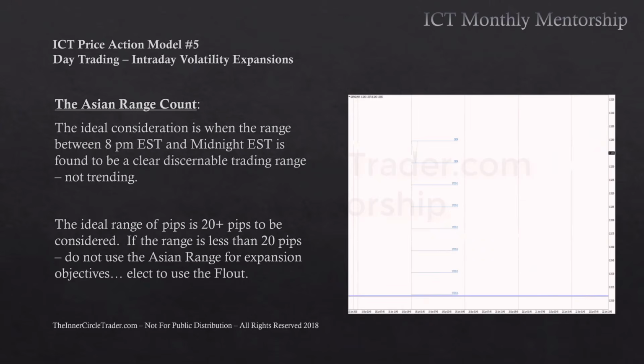Now, we don't like to use it when it's more than 40 pips. If it's more than 40 pips, then on the next slide we'll use that information there too. But in terms of considering the Asian range, ideal scenarios are it's got to be greater than 20 pips. Okay, so if the range is less than 20 pips, do not use the Asian range for expansion objectives. Elect to use the flout.